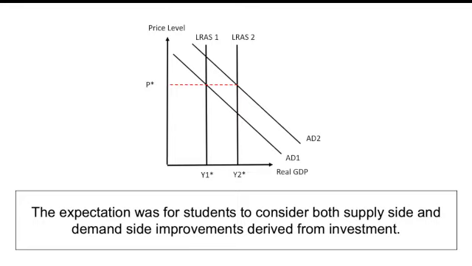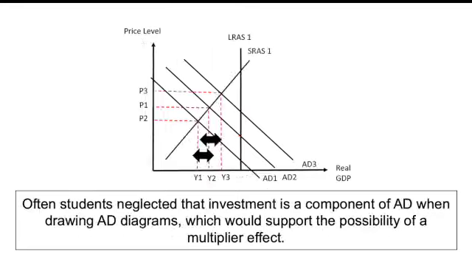So really what I was looking for in a diagram is not only an AD shift showing demand side improvements, but a long run aggregate supply shift showing supply side improvements as well. Now, talking about diagrams, what I also found was sometimes students were a little bit basic when looking at demand side improvements, and they would just do simply a demand shift to the right, when actually there was scope to really consider multiplier effects. Now, some students did look at multipliers, but they often neglected the initial injection.